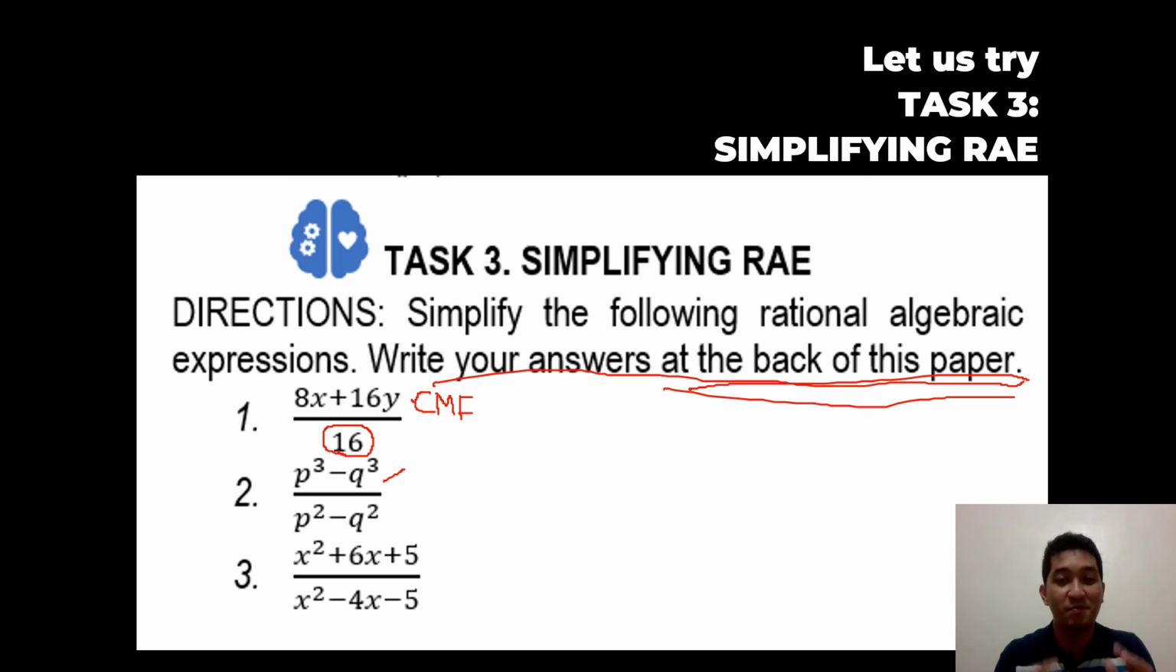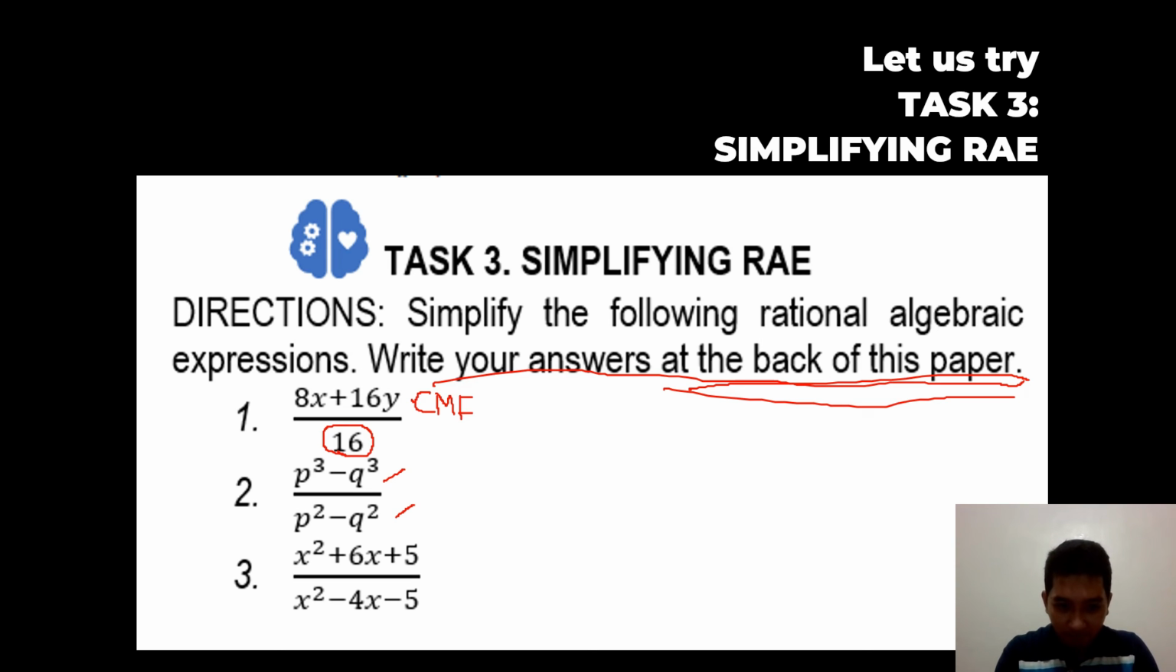And then look for the pattern na nandoon sa inyong unang worksheet dati, nung last quarter. Or basically, dito na lang sa video na nandito sa group. Okay? So, ito ay factoring sum or factoring difference of two cubes. And then yung sa baba naman, factoring difference of two squares. So, balikan nyo lang yung video na yon, masasagutan nyo na ito. And then, after nyo ma-factor, cancel yung binomial na parehas.